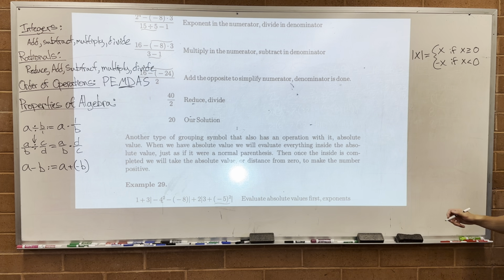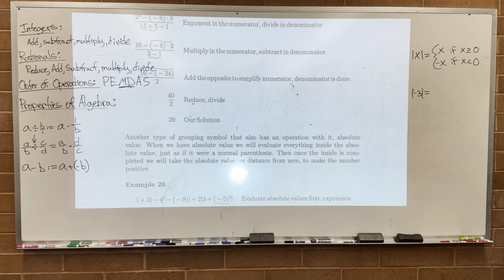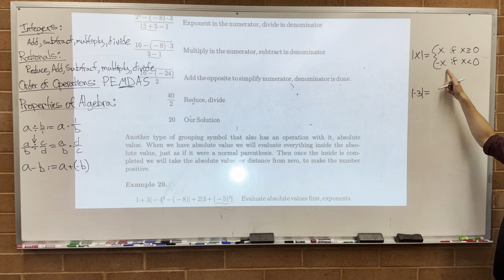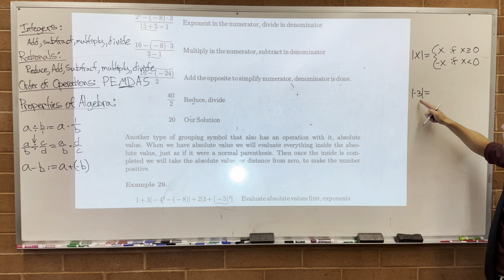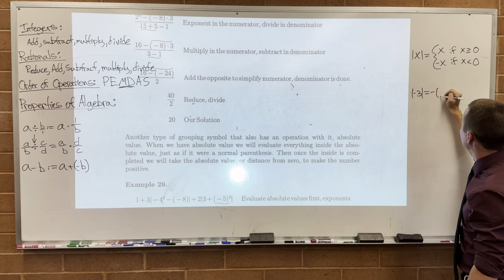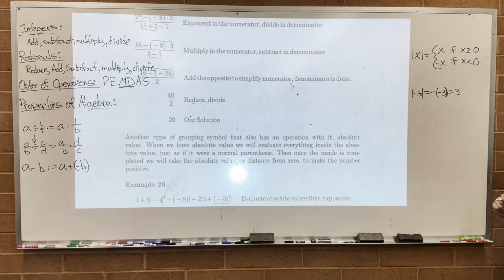Let's try some numbers. What's the absolute value of negative 3 equal to? Look at our definition. Is negative 3 greater than or equal to 0? No. Is negative 3 less than 0? Yes. So the absolute value of whatever we plugged in is negative that thing. So this is negative negative 3, which is equal to 3. It's the opposite. Just think through the definition.